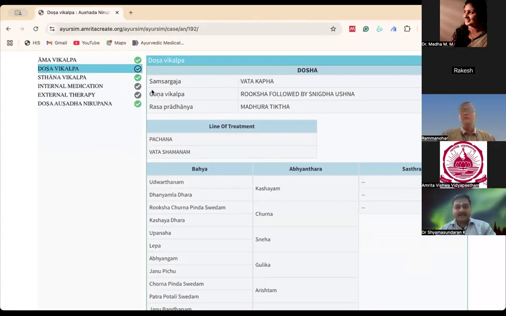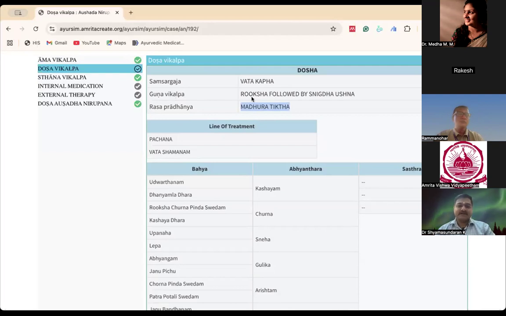And again, under dosha vikalpa comes the guna vikalpa, which means which are the gunas which are important in that particular kind of disease. And what is the pradhanyata of rasa in that particular disease? So Madhura and Tikta are the important rasas, especially maybe in a condition like osteoarthritis, where you may have to do the Brahmana. And Tikta is also good for giving the strength. So that is why you may choose these rasa.